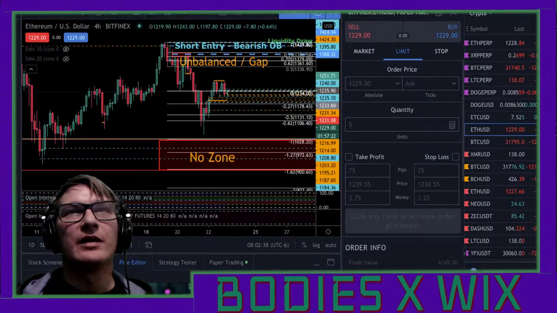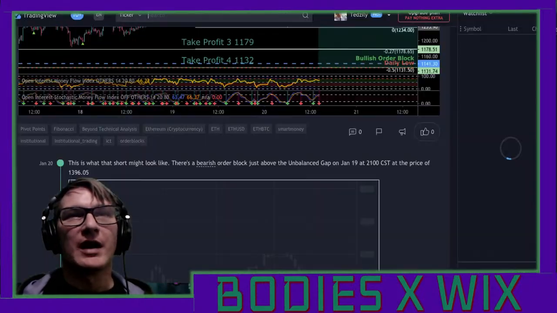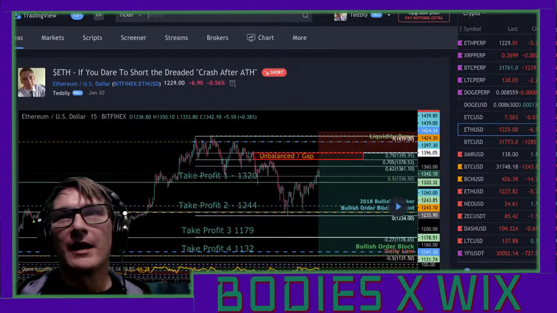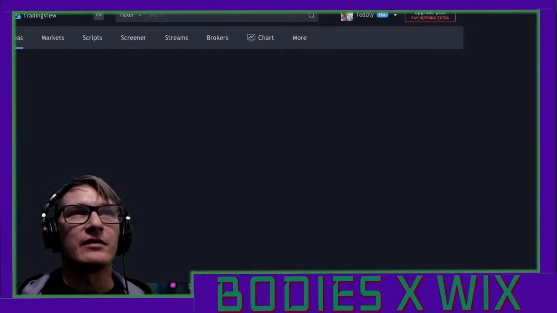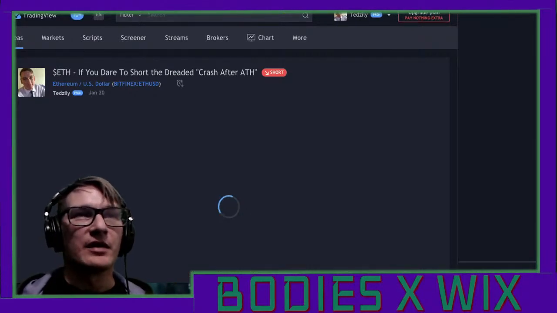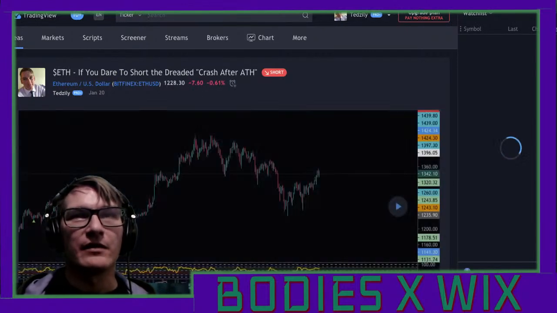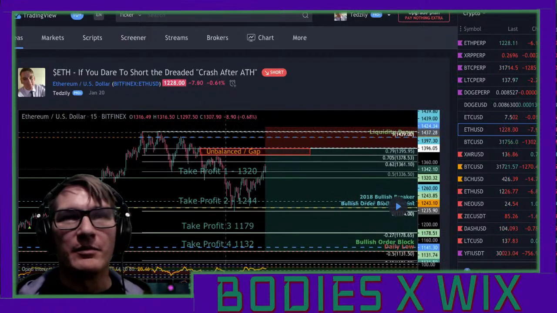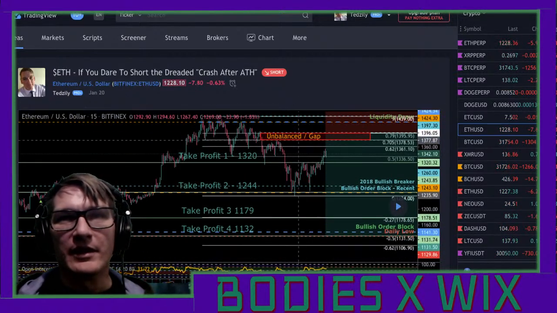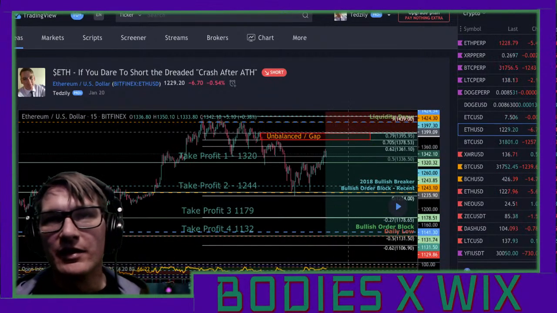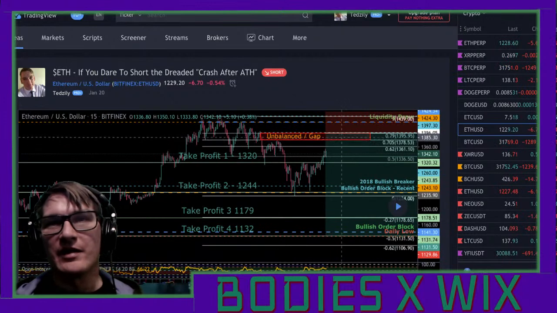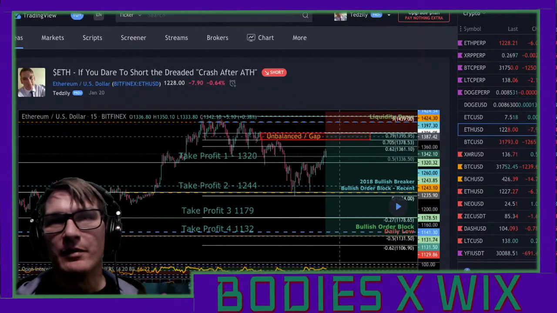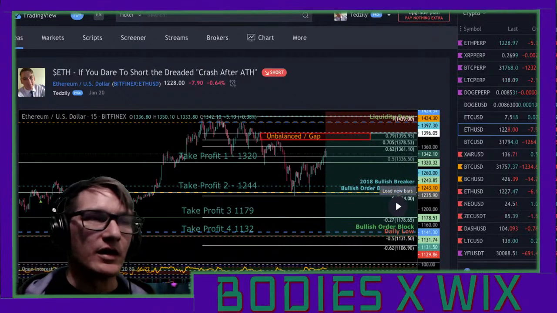Again, if we go to my TradingView, I had called a short at the very top. Basically, I can just refresh it. It was called "if you dare, short the dead crash after the all-time high." There was an unbalanced gap right through here, and that's where I was saying to short. I was actually calling just a little bit above it because I was trying to nail the entry, but anywhere in the unbalanced gap would be where to short this idea.